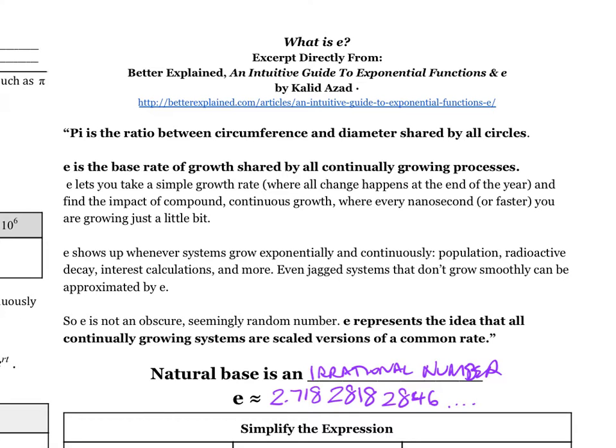Just remember that e is the base rate of growth shared by all continually growing processes. It shows up whenever systems grow exponentially and continuously, such as population, radioactive decay, interest calculations, and so much more. Even jagged systems that don't grow smoothly can be approximated by e. So e isn't an obscure random number. e represents the idea that all continually growing systems are scaled versions of a common rate. That comes directly from Better Explained, an intuitive guide to exponential functions and e by Khalid Azad.